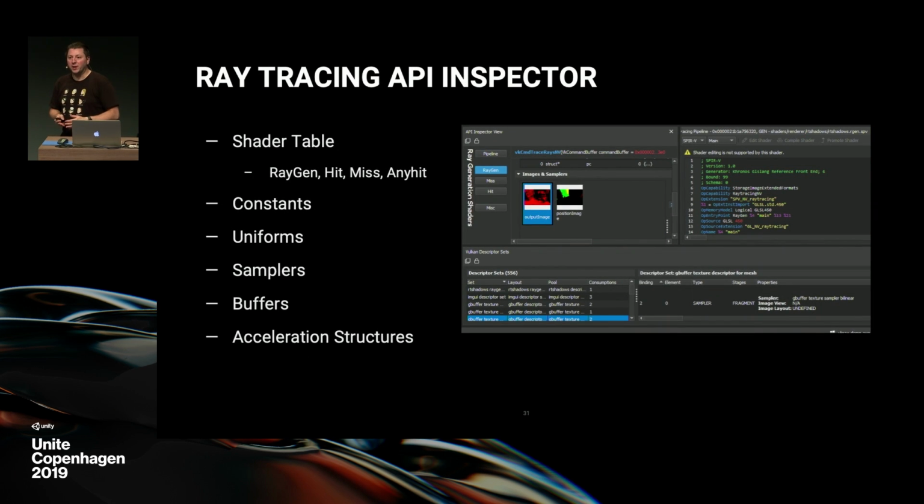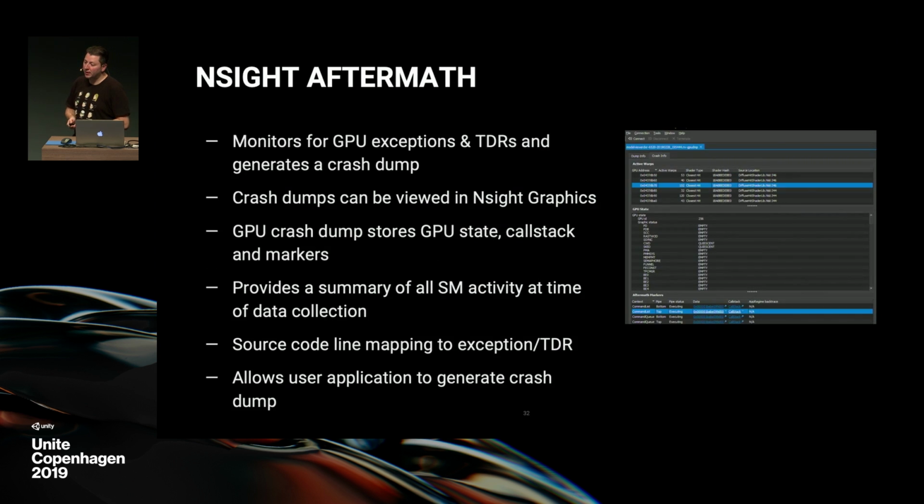We have an API inspector for ray tracing as well. This works for DXR and VK Ray. You could look at that shader table. I mentioned the ray gen, any hit, miss shader, all the different shaders that you might run. You can actually look at the source code of that within the inspector. You could look at constants, uniforms, samplers, buffers, all that information, and then the acceleration structure as well. We actually show you the one that's associated with the dispatch rays call, and you could just click on it, and it'll open up in its own viewer.